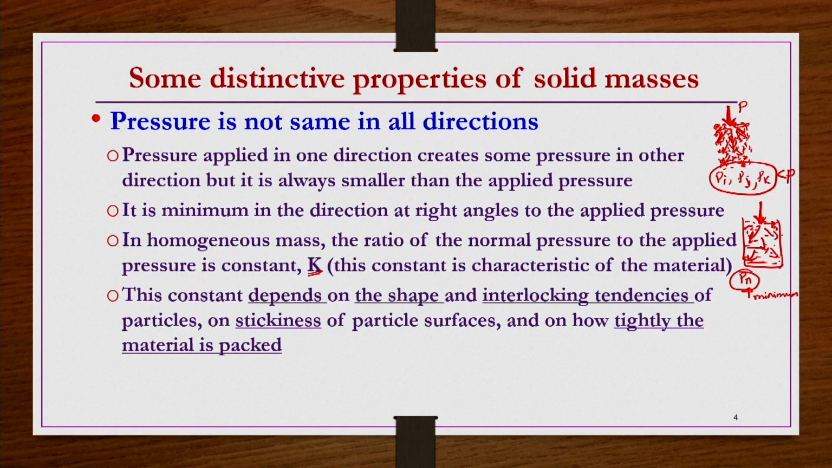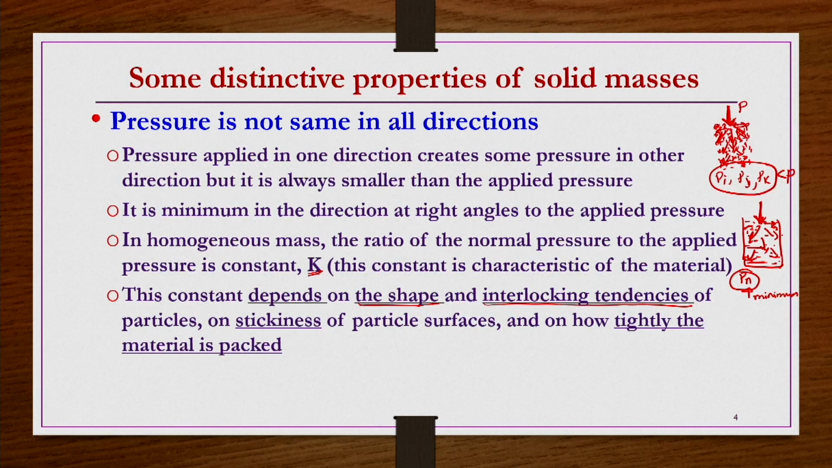This constant depends on the shape and interlocking tendency of the particles, on stiffness of particle surfaces, and how tightly the material is packed. It depends on several kinds of factors. First of all, the shape of the material that you have taken, or the grains, and then the interlocking tendency of the particle. Some particles easily interlock, some particles do not interlock. That depends on the surface as well as the shape of that material.